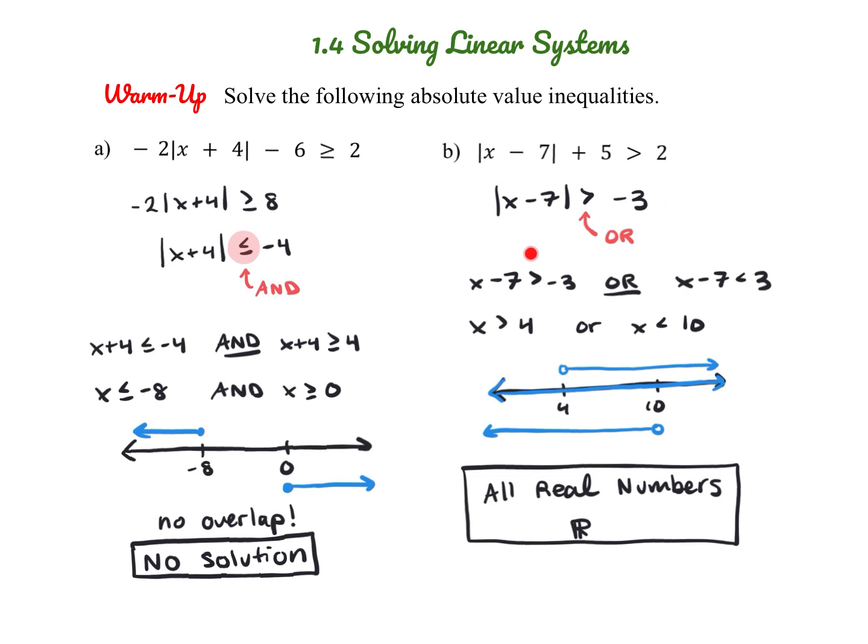So for part B, again, we isolate. This is a greater than, so this is an or. So it has to work for this or that, meaning there does not need to be any overlap. Now when you solve the two separate ones, you get x is greater than 4 or x is less than 10. So if you visualize that on a little number line, you realize, hey, that's every single number. So in this case, our answer is actually all real numbers.